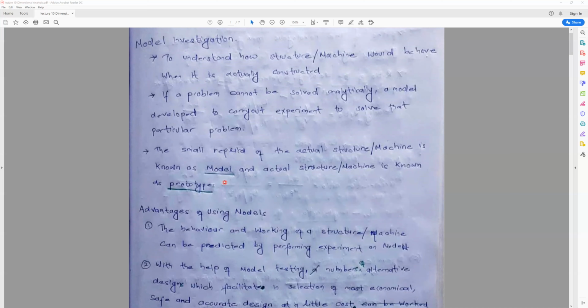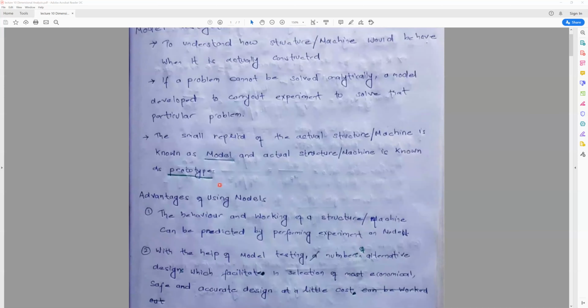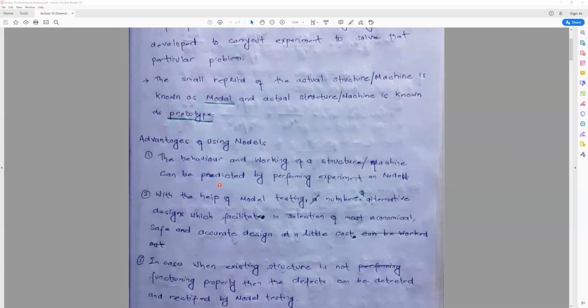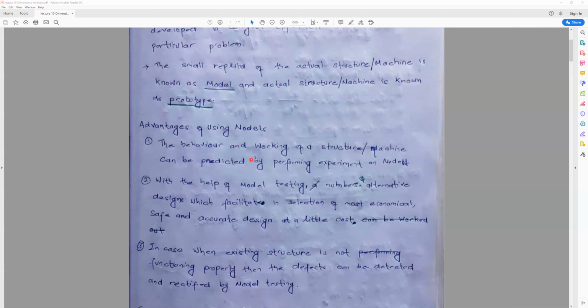Well, it is not a model, because for it to be classified as a model, it has to have some characteristics or properties of the prototype, which are representative at a smaller scale. So that would be a model. So there should be some similarities between the prototype and a model, or else it will not be classified as a model. The advantages of using models are: the behavior and working of a structure can be predicted beforehand, right?